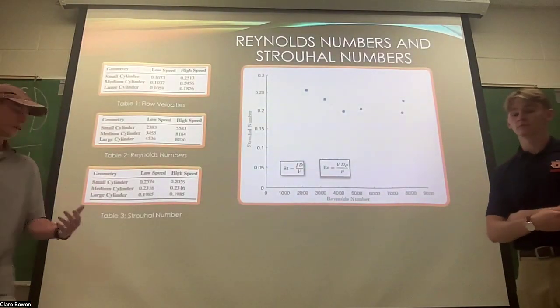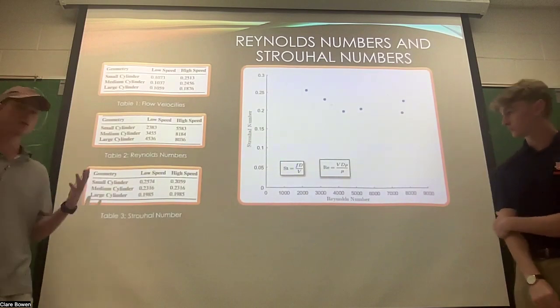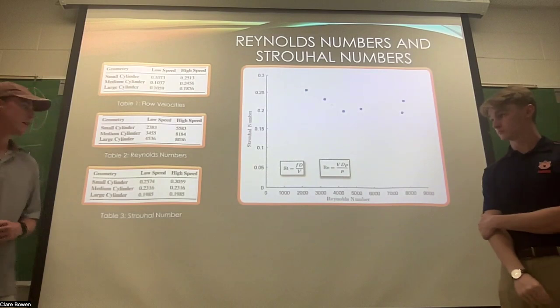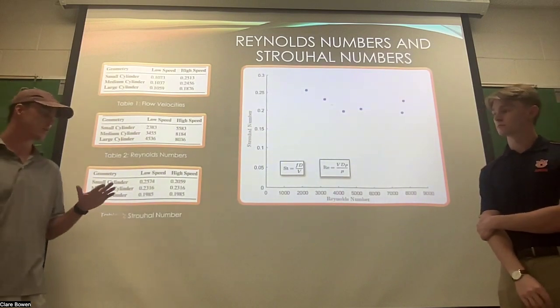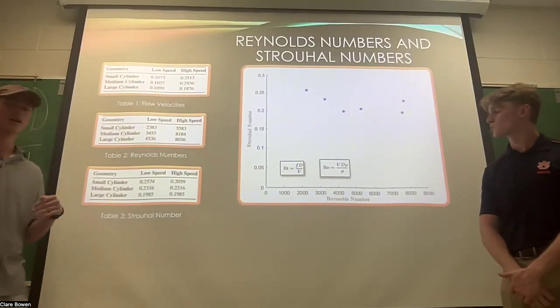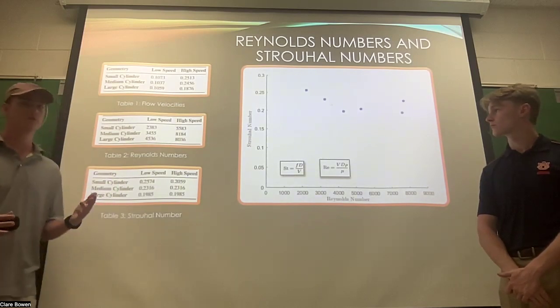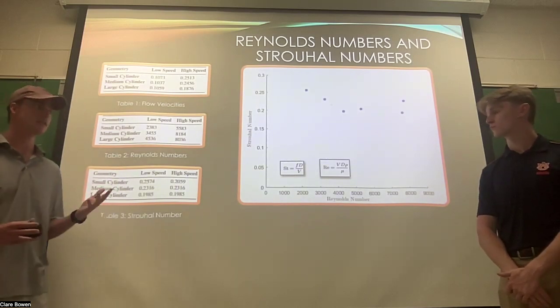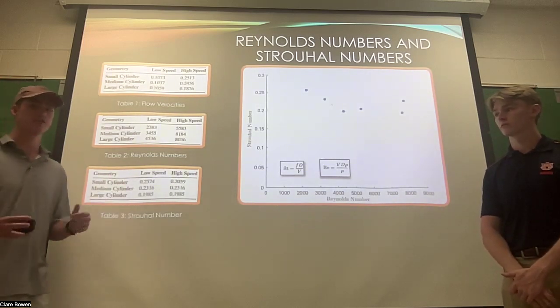And you can see through our calculations, we came to the various Reynolds numbers, which went from about 2,300 to about 8,100. And our Strouhal numbers remain pretty constant around 0.2, which agrees with the literature. We do have Strouhal numbers that are a little bit higher than expected, but that can come from the inconsistencies in the velocity or the shortness of the trial period.